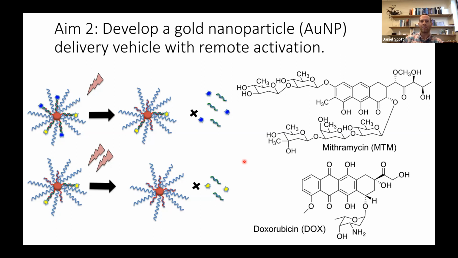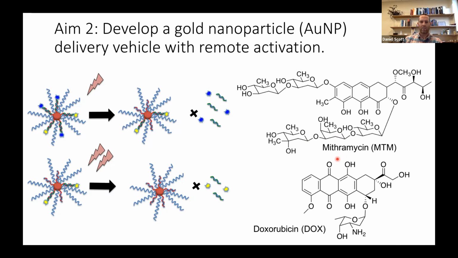So as a model for this, we're using regular Mithramycin, again not one of our new derivatives, but thinking in the end, once we get our new Mithramycin analogs, this will couple pretty well with our delivery system if we're already able to deliver regular Mithramycin. And so that's one of our drugs.